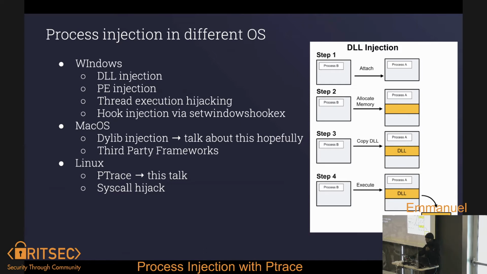For macOS, the only one I know of is dylib injection. So it's just injecting into a library, stuff like that. I might give a talk about that depending on how time permits. You can also inject into third-party frameworks. Again, that's a topic for later. But for this talk, we are going to talk about Ptrace, which is a debugging mechanism in Linux.